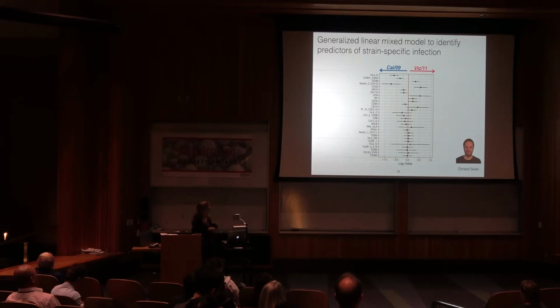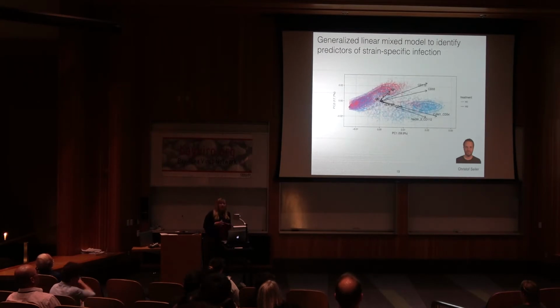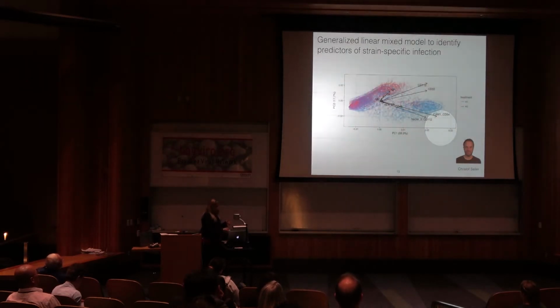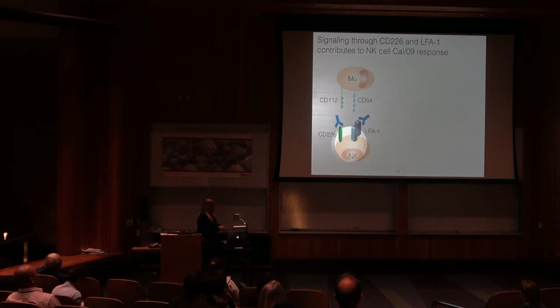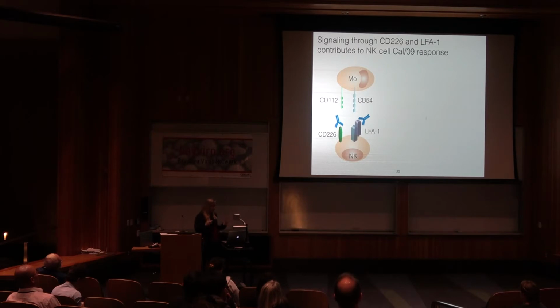The top 2 hits were CD112 and CD54, which are activating ligands that were predictive of Cal09 infection. Another way to visualize this data is to use principal component analysis, where we found the expression of 112 and 54 were the major contributors to barriers between these two strains. So 112 and 54 ligands bind to the NK cell activating receptors 226 and LFA1, and sorry for the immunology alphabet soup.